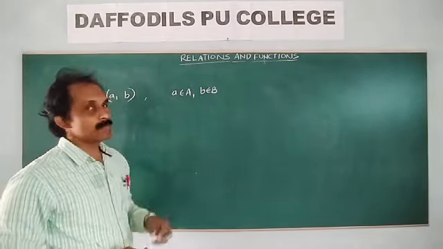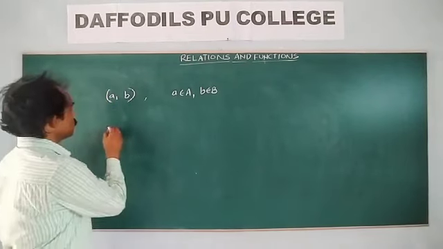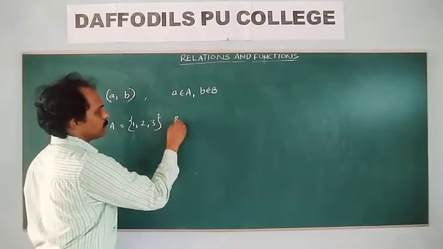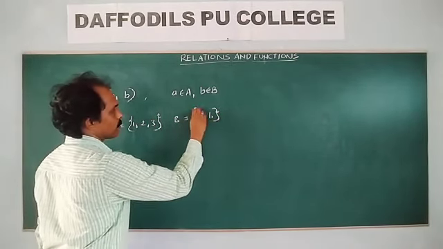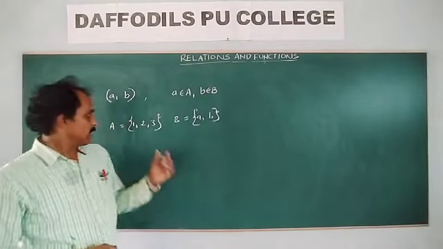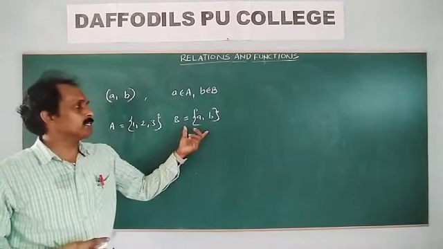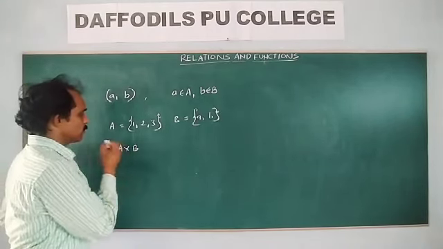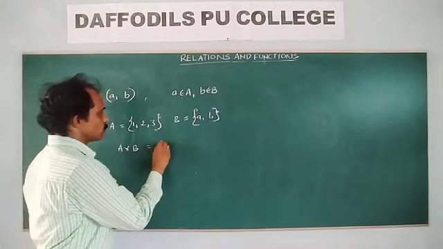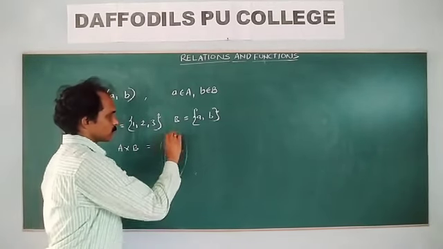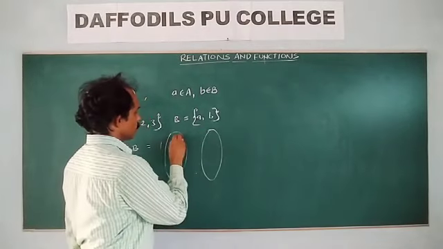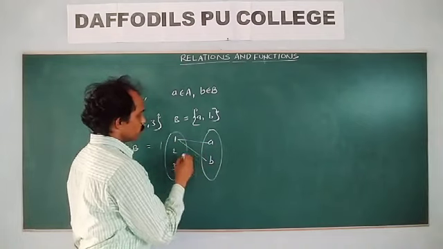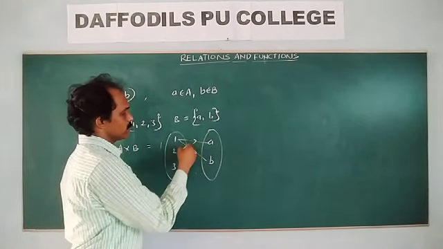How can you obtain this from the Cartesian product? Suppose, for example, A is equal to {1, 2, 3} and B is equal to {a, b}, two non-empty sets. A Cartesian B, A cross B, is equal to, like this relation, with 1, 2, 3 and a, b. This is the arrow diagram.